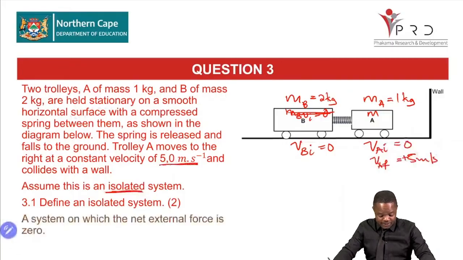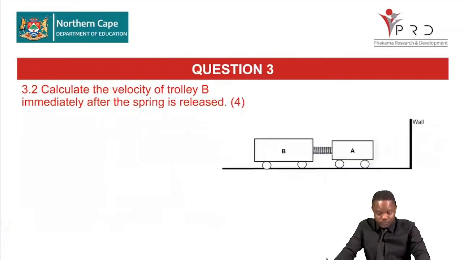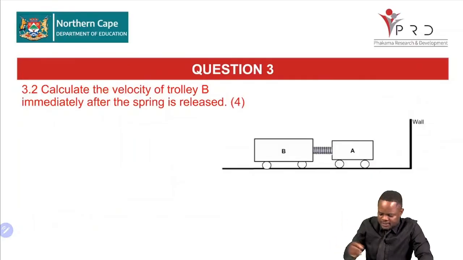So an isolated system is a system on which the net external force is equal to 0. As simple as that. F net is equal to 0. Right, now calculate the velocity of trolley B immediately after the spring is released. Conservation of linear momentum. All right, let's list our data here so that we remember what we need.